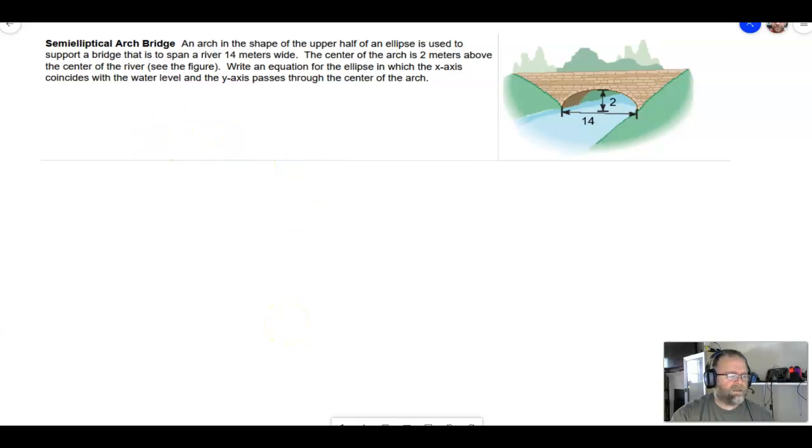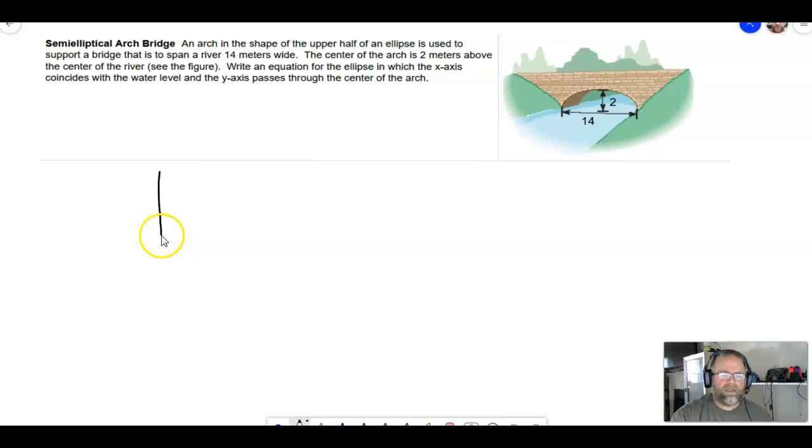Beckstrom, and today I want to take a look at an example from section 10.3. This is on the ellipse, and it says the semi-elliptical arch bridge. An arch in the shape of the upper half of an ellipse is used to support a bridge that is to span a river 14 meters wide. The center of the arch is 2 meters above the center of the river. Write an equation for the ellipse in which the x-axis coincides with the water level and the y-axis passes through the center of the arch. All right, so let's go ahead and draw this and then see what we need to do.